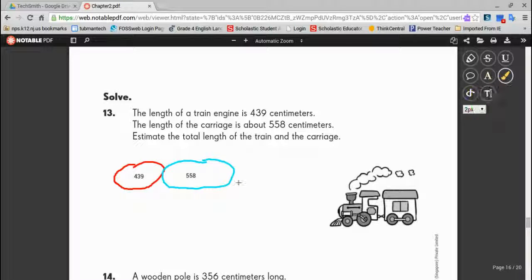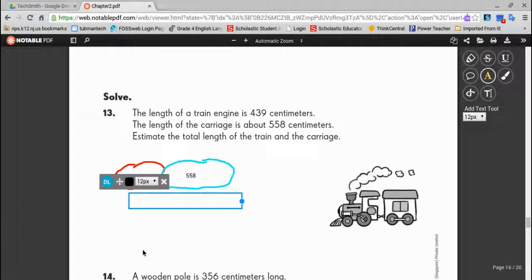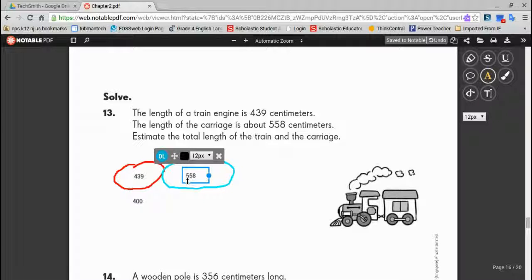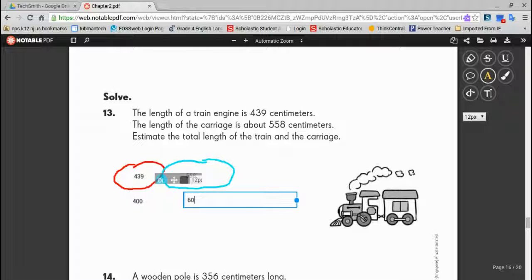And when I round off 439, it rounds off close to 400. When I round to the hundreds, let's round off 558 to my hundreds as well. I'm going to round to my hundreds, which is my 5, and look at my neighbor, which is 5. Well, we know 5, we have to go up to the next 100. So 558 rounds off to 600.